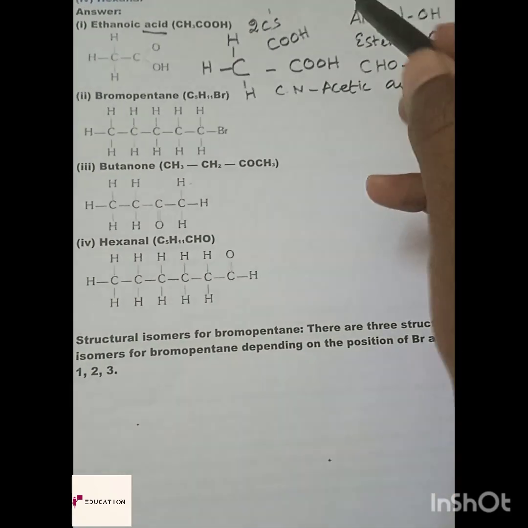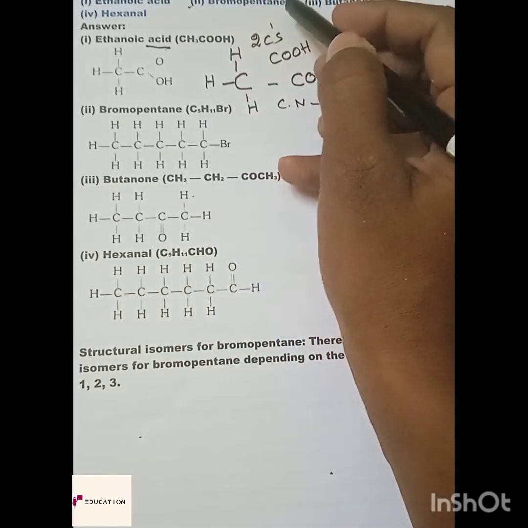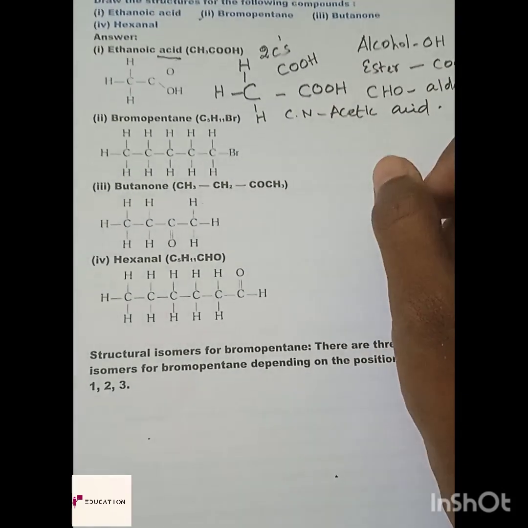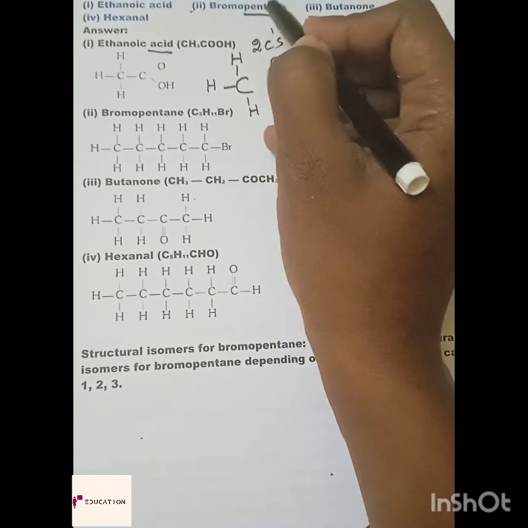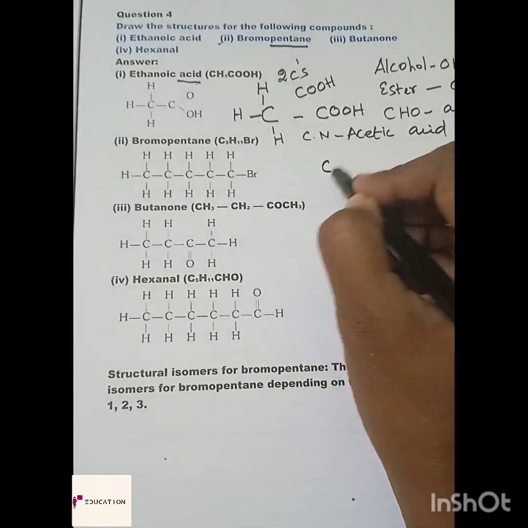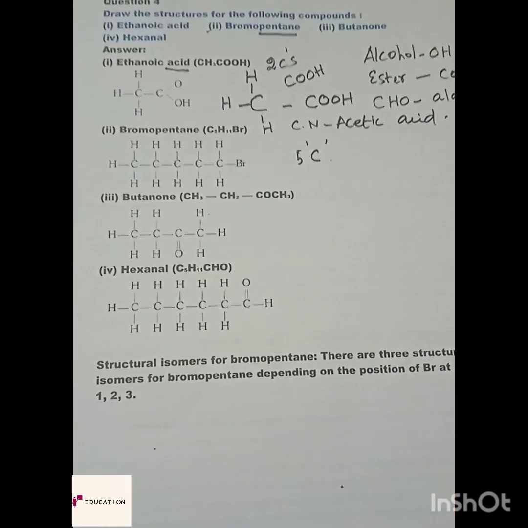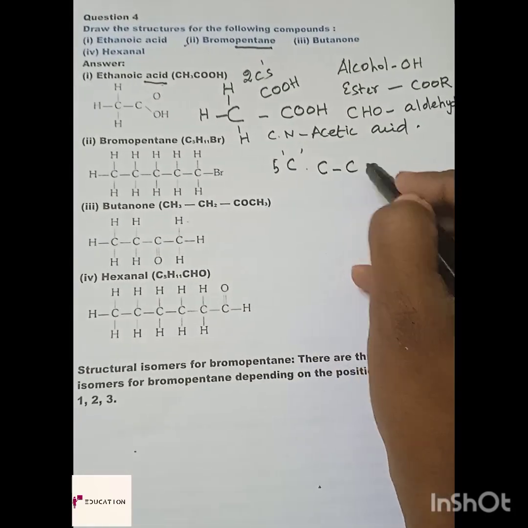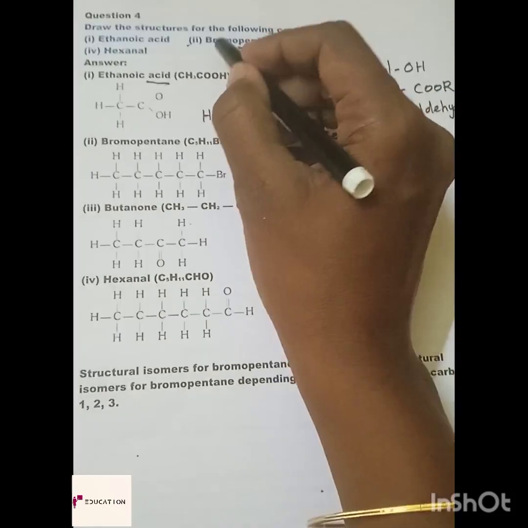Okay, next, second one, bromopentane. So here also first you have to identify the parent chain. So parent chain, who is the parent here? Pentane, the longest chain, pentane. If it is pentane, how many carbons should be there? 5 carbon atoms. Okay, next, bromopentane. So you are going to draw that 5 carbons. C, C, C, C, C. Next with the bromine.